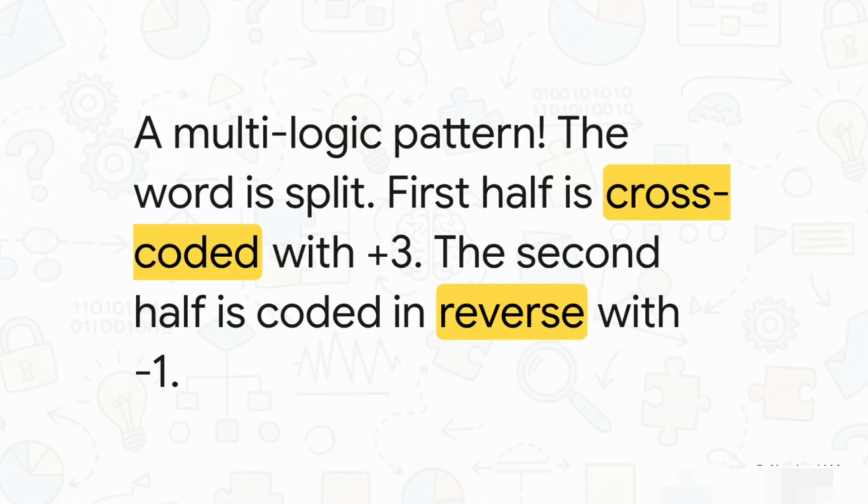The word is split into 2 parts. The first half uses a cross-code pattern with a +3 shift. The second half is even trickier. It's actually coded in reverse order with a -1 shift. See? These complex questions just show you how different patterns can be combined all in one problem.